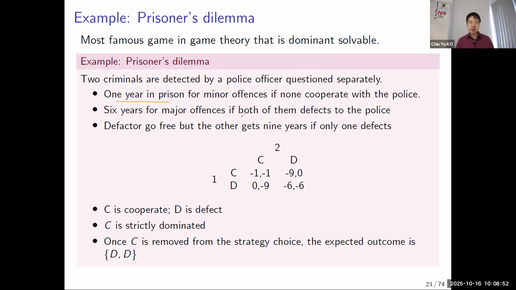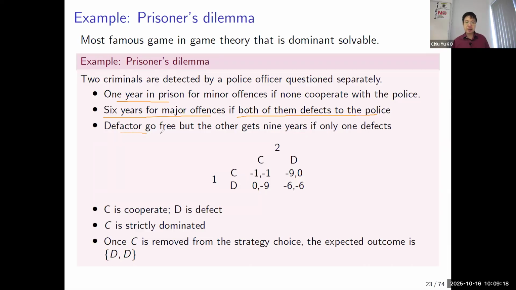But if both of them actually said, okay, we are actually robbing the banks, right? Then they go for 6 years for robbing the bank. But of course, because they are confessing and being honest to the police, they get some deduction of the offense, right?